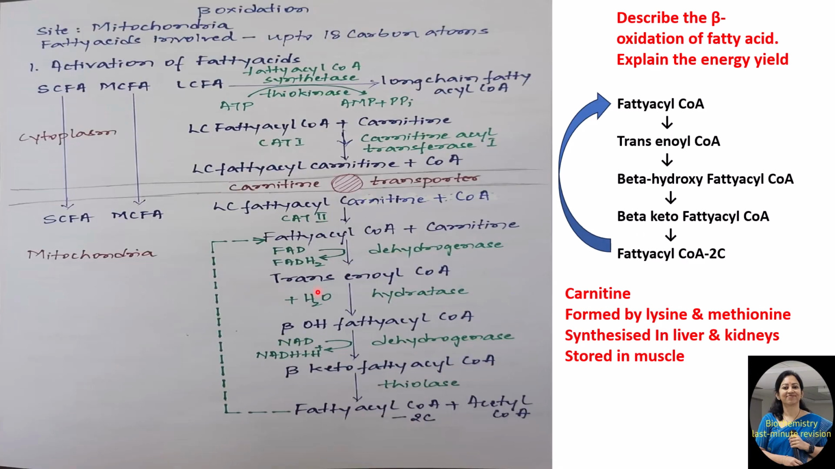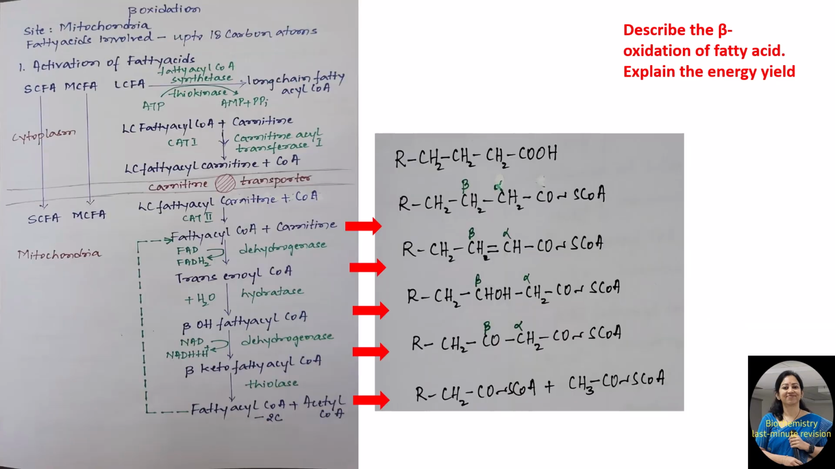So you need to know what is this carnitine. This carnitine is formed from the amino acids lysine and methionine. Most commonly, this will be asked as a viva question, and it is synthesized in liver and kidney and stored in muscle. So this was all about it.